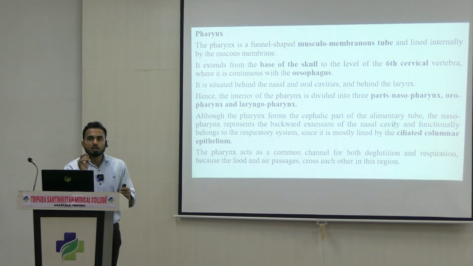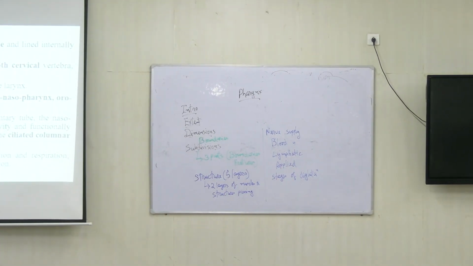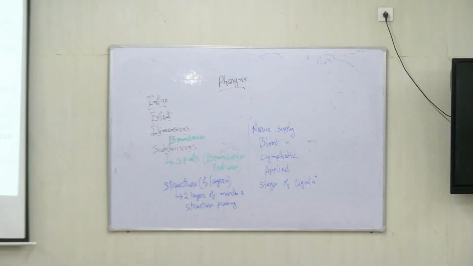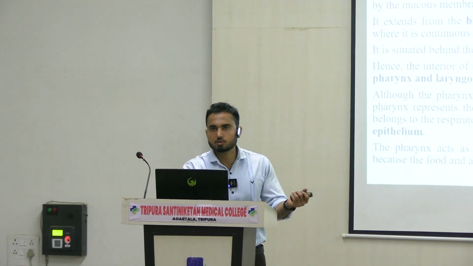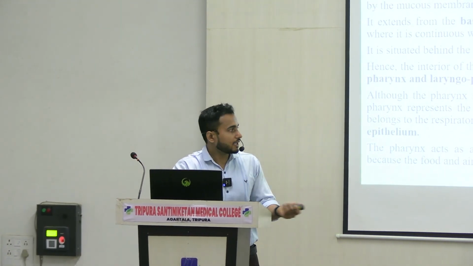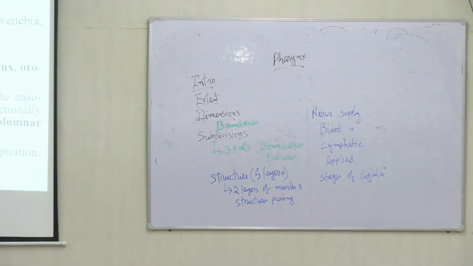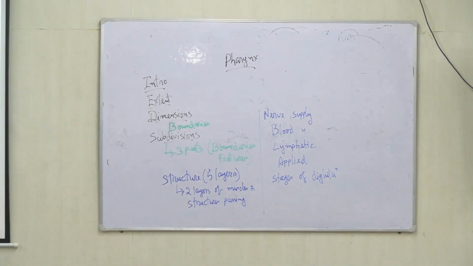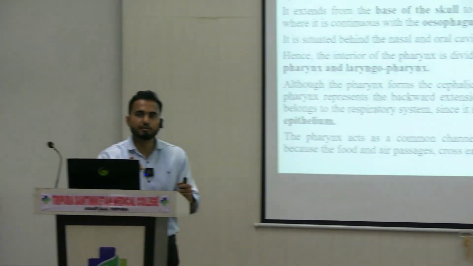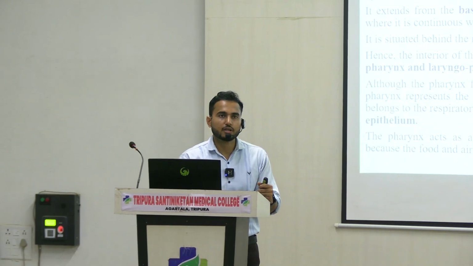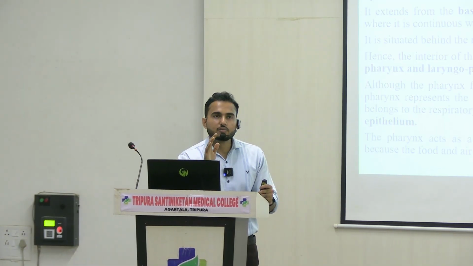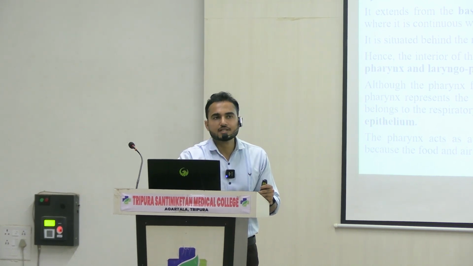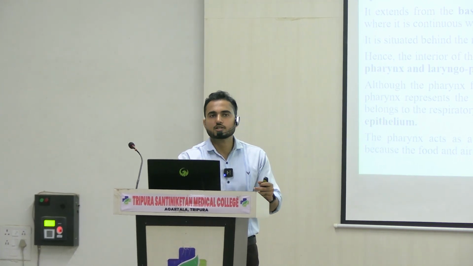Next, the dimensions. Though it is a tube, how do we measure the dimension? We have to measure the length of the tube and we have to know the diameter of the tube. Those will come in the dimensions. Next, the boundaries. If it is a tube, it will have certain boundaries, right? It will have a superior boundary, an inferior boundary, also roof and floor. In the boundaries, we have to know what is the roof, what is present inferiorly, what is present anteriorly, and what is present posteriorly.